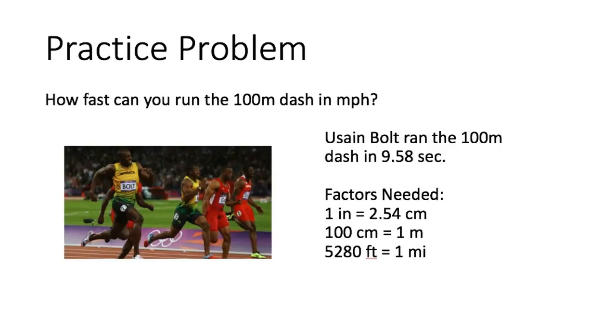So let's do a practice problem. How fast can you run the 100-meter dash in miles per hour? We're going to use Usain Bolt as our example. He ran the 100-meter dash in 9.58 seconds.